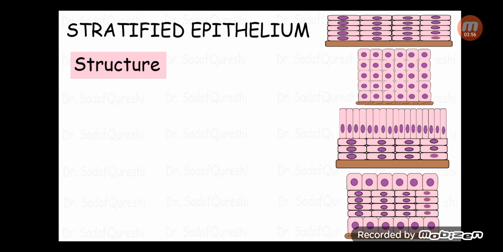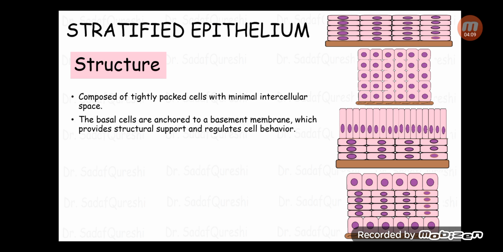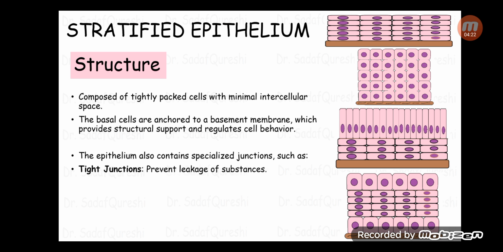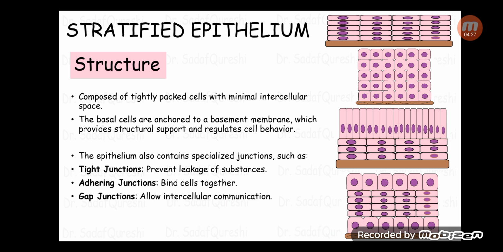Now let's talk a little bit more about the structure of stratified epithelium. It is composed of tightly packed cells with minimal intercellular space. As you can see in the diagram, there are tightly packed cells with minimal intercellular space, and the basal cells are anchored to the basement membrane, which provides structural support and regulates cell behavior. The epithelium also contains specialized junctions such as tight junctions that prevent leakage of substances, adhering junctions that bind cells together, and gap junctions that allow intercellular communication. And this precise arrangement ensures the efficient functioning of the tissue.